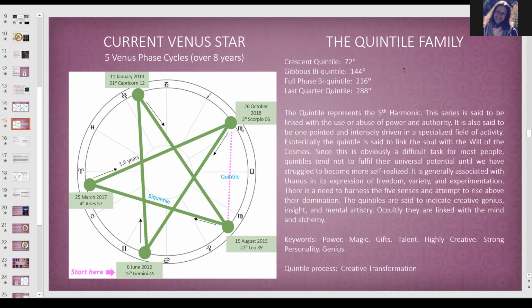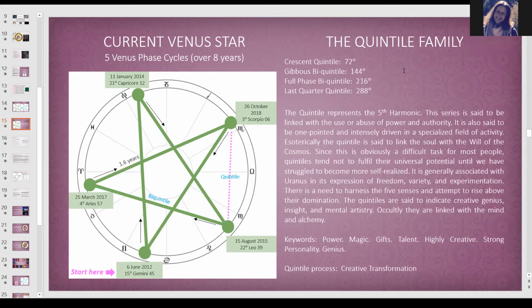The quintile family. The quintile represents the 5th harmonic. This series is said to be linked with the use or abuse of power and authority. It is also said to be one-pointed and intensely driven in a specialized field of activity. Esoterically, the quintile is said to link the soul with the will of the cosmos. Since this is obviously a difficult task for most people, quintiles tend not to fulfill their universal potential until we have struggled to become more self-realized.